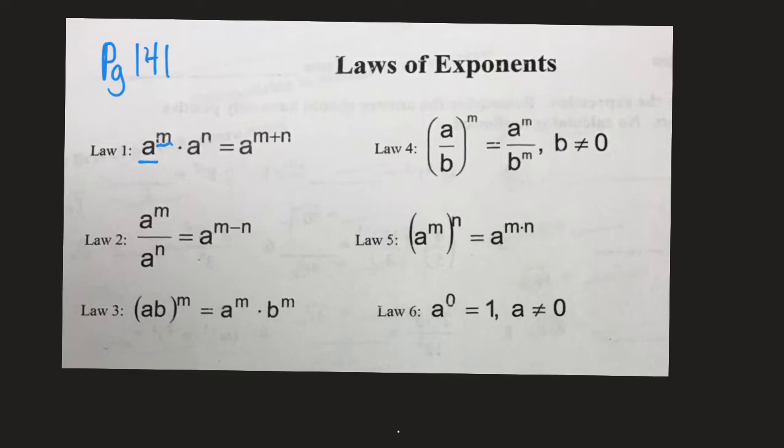Now, what law 1 is saying is if you are multiplying two values that have the same base, in this case a and a, then whatever the exponents are, you can just add them together. Now, you have done this before. If you have x squared times x, well, that x has an invisible 1 for the exponent, so 2 plus 1 is going to give us x cubed, or x to the power of 3.